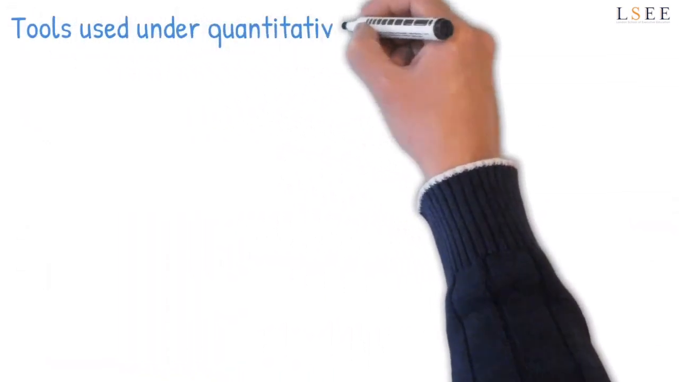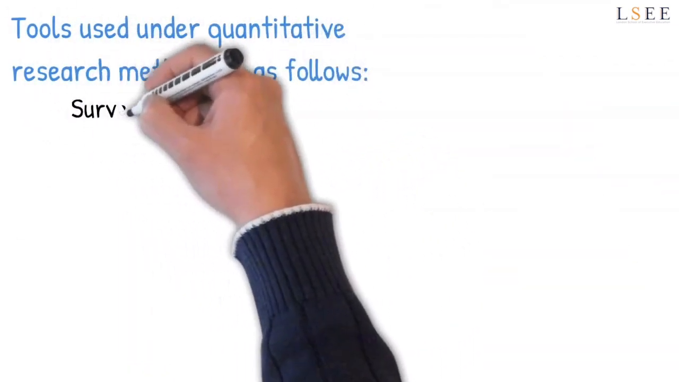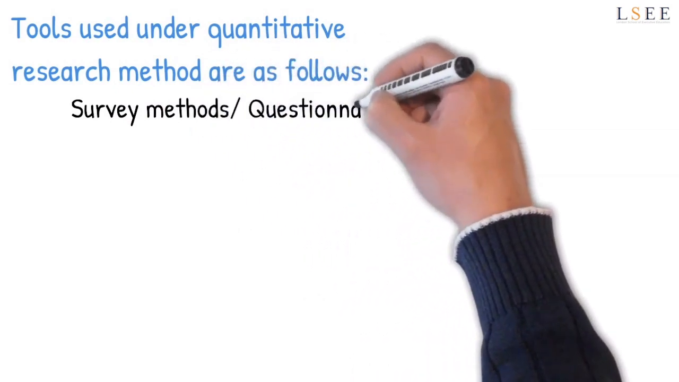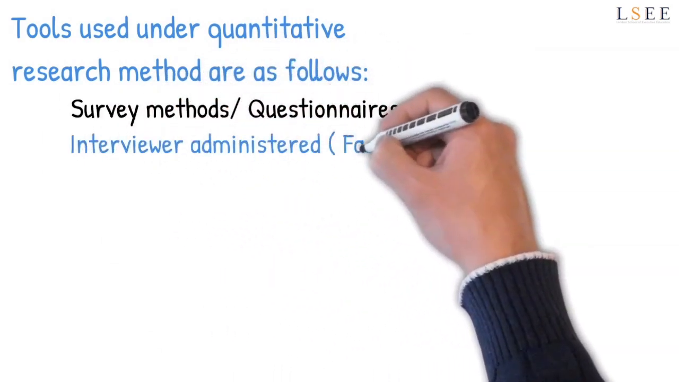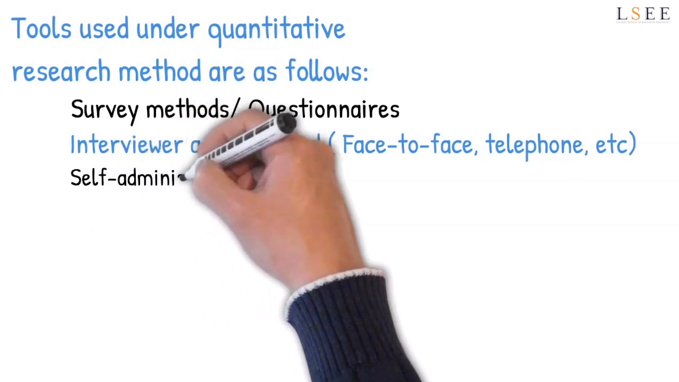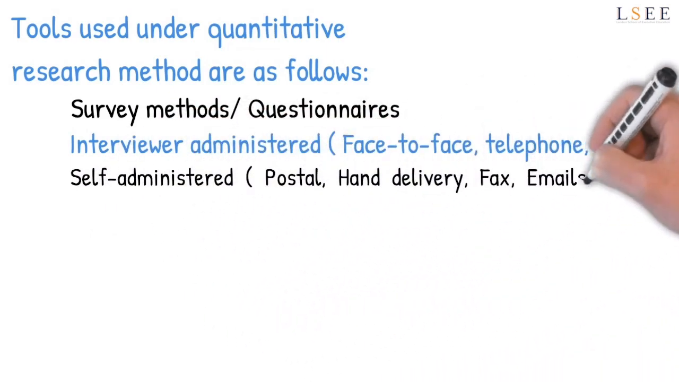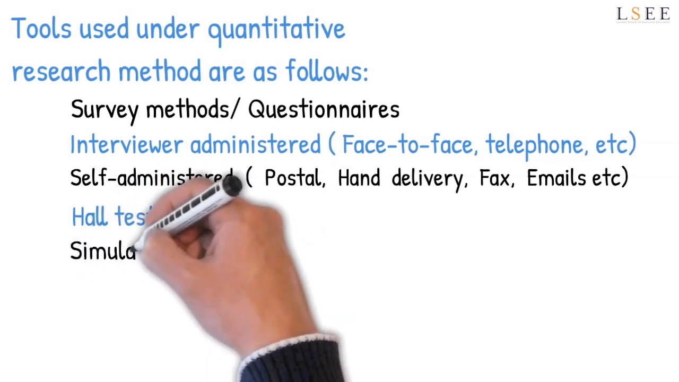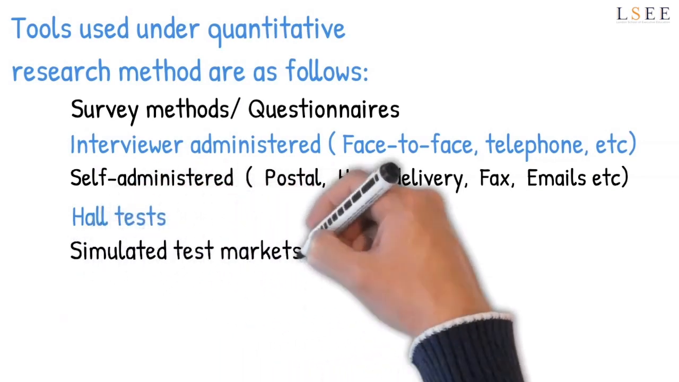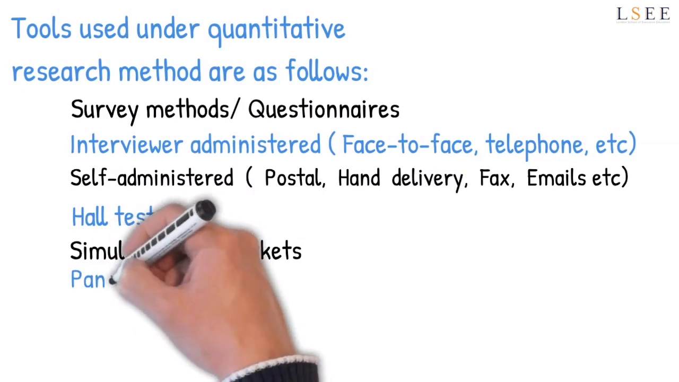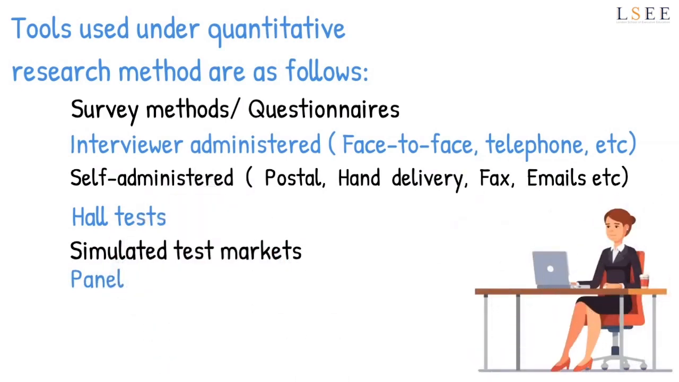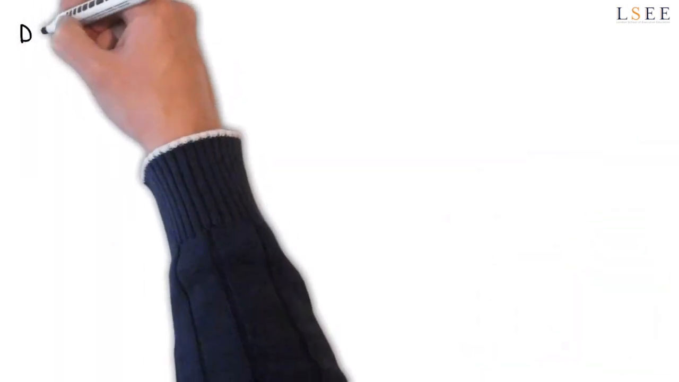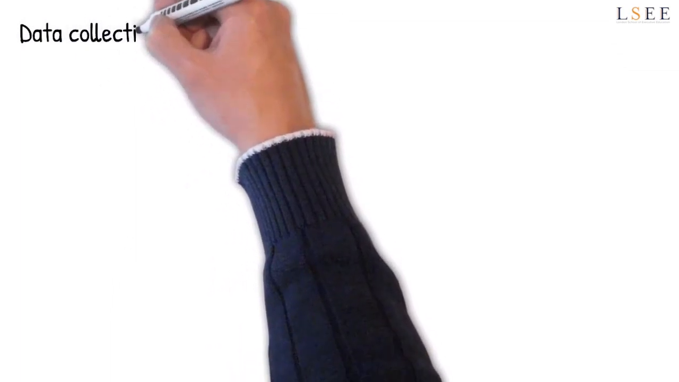Tools used under quantitative research method are as follows. Survey method, questionnaires. Interviewer administered: face-to-face, telephone, etc. Self-administered: postal, hand delivery, fax, emails, etc. Hall tests. Simulated test markets. Panel.